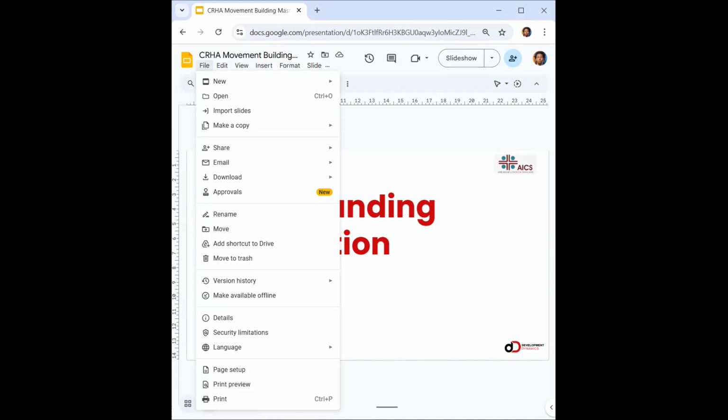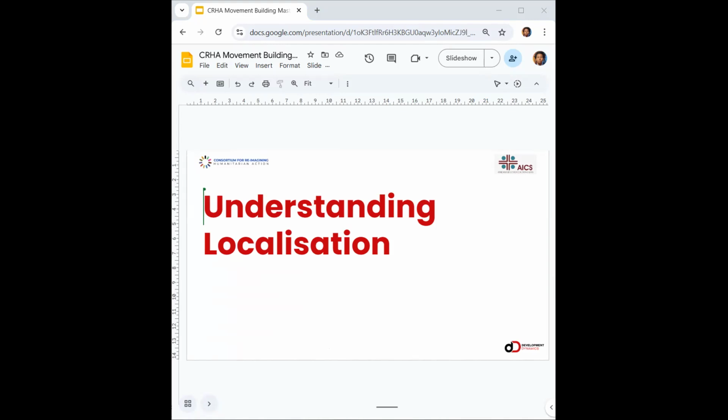By the way, when we come back, I'd really want to invite as many as possible to be participatory. I'm not a lecturer. I'm just here to co-facilitate and co-moderate with the team so that we can really arrive at a good understanding and an action plan for movement building for us as CRHA.